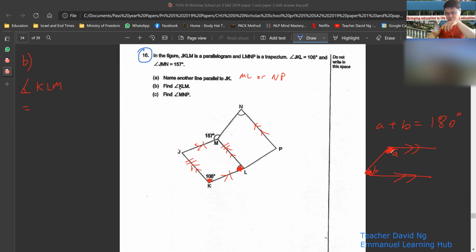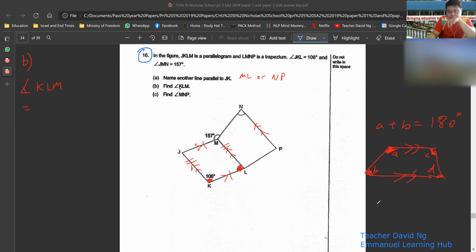Or this one I can call an internal angle, or interior angle, because they are interior angles of a parallelogram or a trapezium. Because these two are parallel lines, that means this angle here, C and D, they also add up to 180.